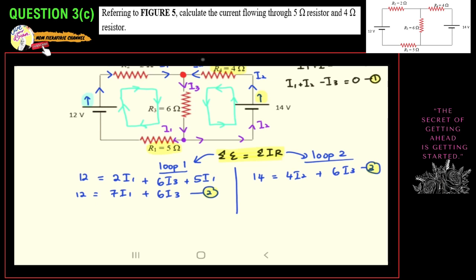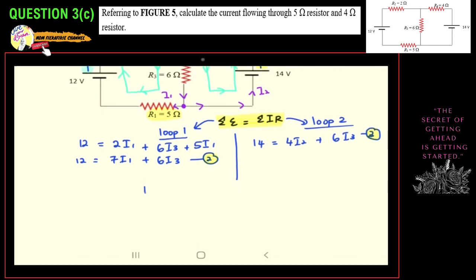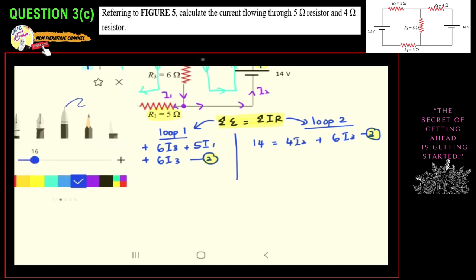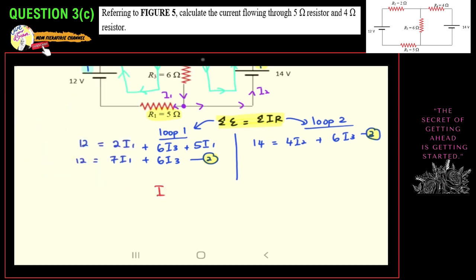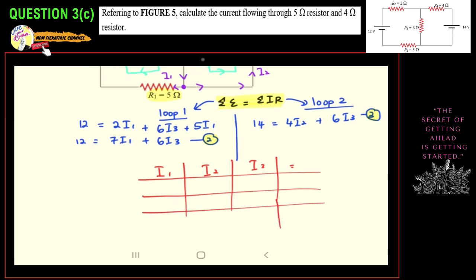Tak perlu nak buat simultaneous equation. Okay, just use your calculator and substitute value of A, B, C and D. Okay, so contoh kita ada, okay, I1, saya buat table sekejap. Okay, so saya ada I1, I2, I3 and equal to berapa. Okay, macam tu. Baik, tak muat. Okay, tambah sikit lagi. Okay, macam tu lah.